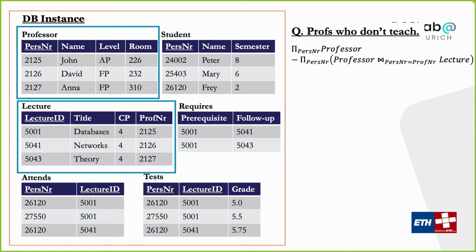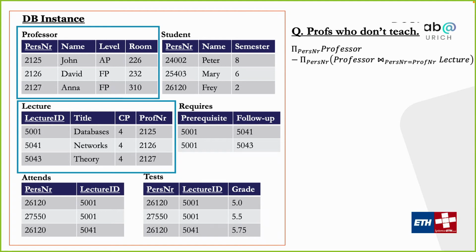Okay. And you can do more. Let's find the professors who don't teach in this database. If you write that as a relational algebra expression, you need to do it in two steps, right? Let's get all the professors. You could do that by just doing a projection of the personnel number in the professor table. That's all the professors. And then you do a difference: you minus all the professors who teach. That gives you the professors who do not teach.